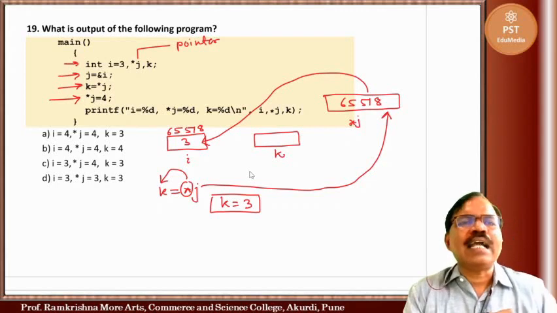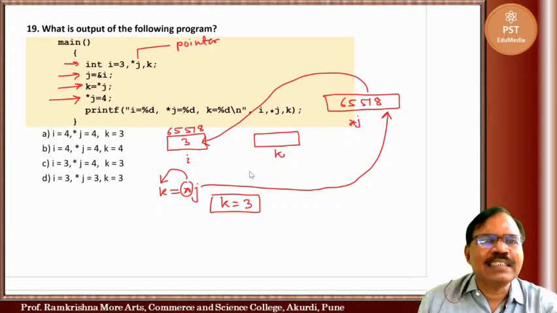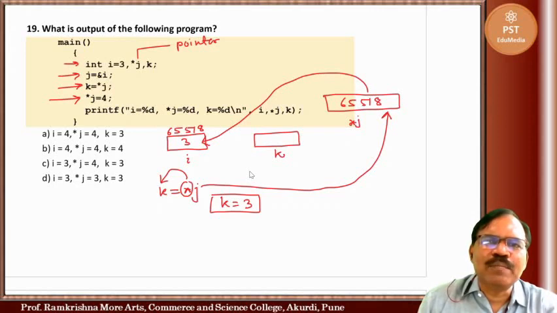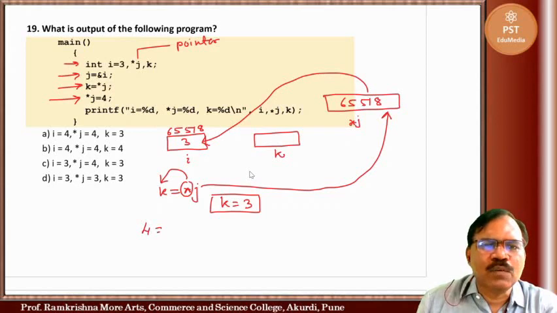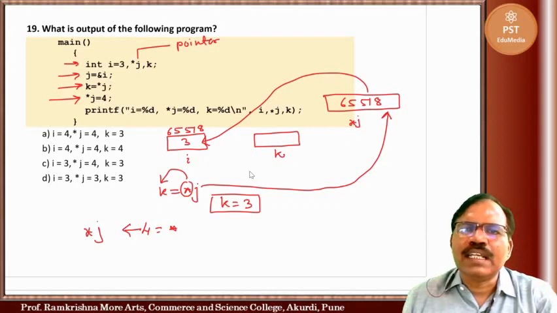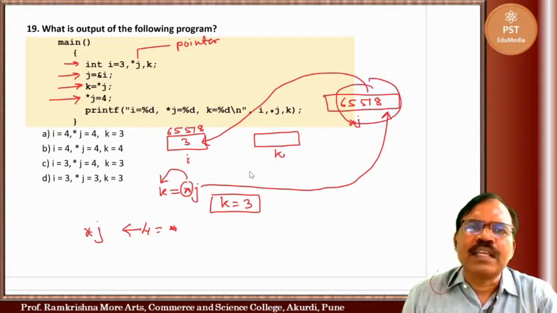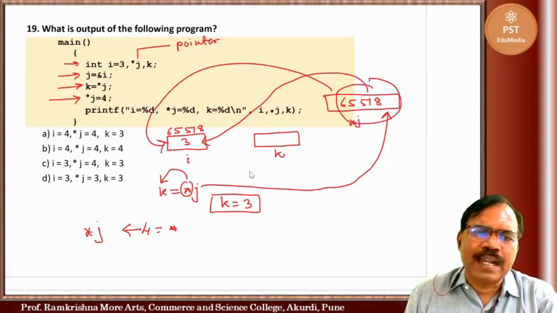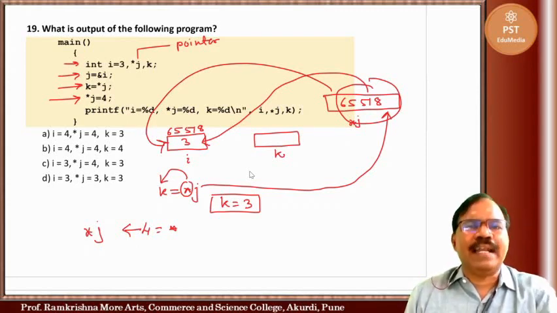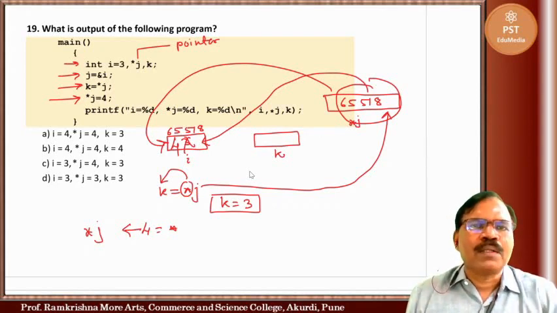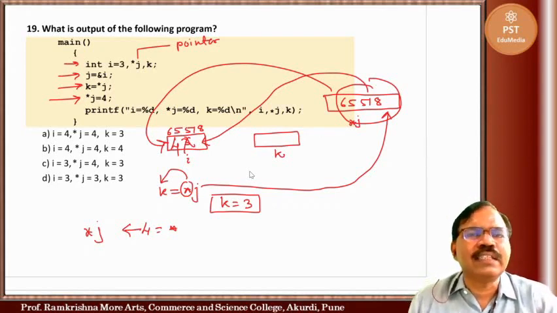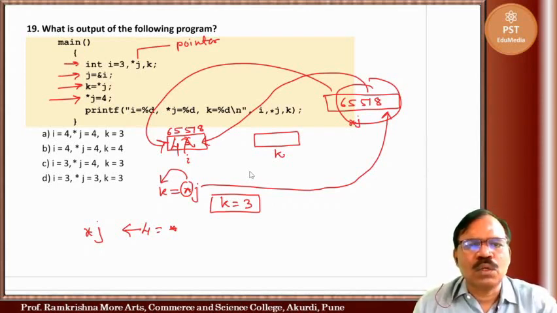Now *j is equal to 4. Again it goes to the memory location. So 4 is given to what? 4 is given to *j. *j means it will go to the memory location of j, go to that address and give the value 4 to that address. So 3 will go, 4 is given. At the memory location of i there is 4. So *j is 4 means i becomes 4.